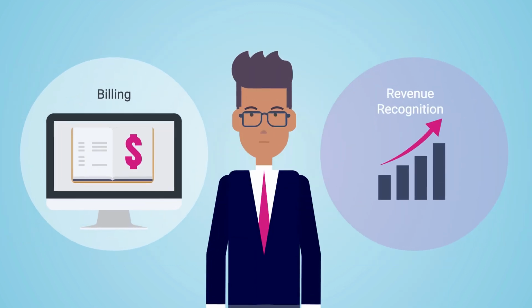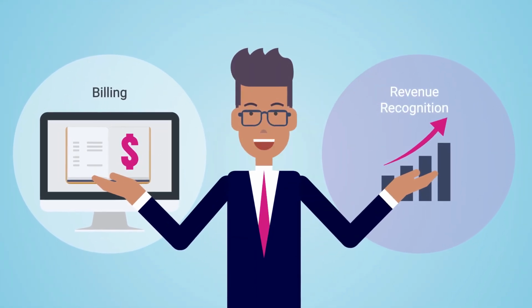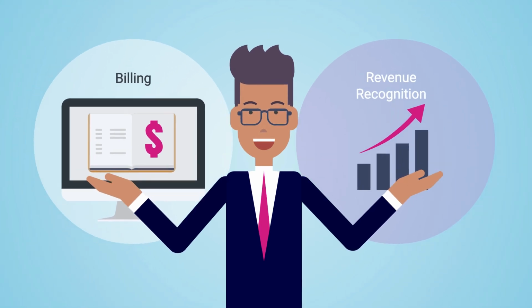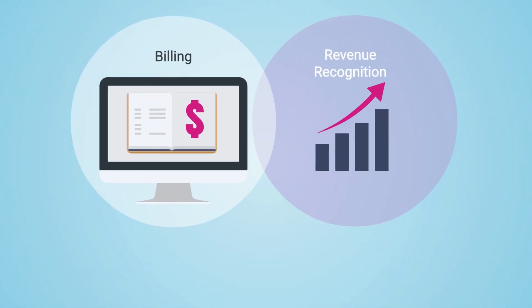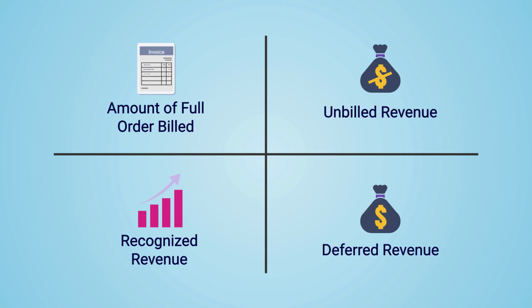Because RMS stores data for the order, billing, and the revenue recognition, usage-based billing is automatically reconciled with revenue recognition. You can easily understand how much of the full order value was billed, how much revenue was recognized, and amounts remaining in unbilled or deferred revenue.